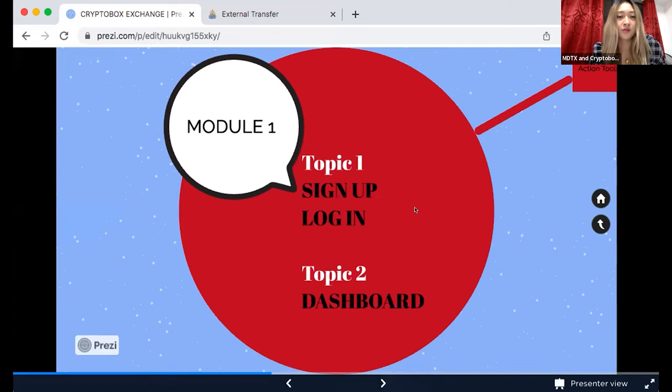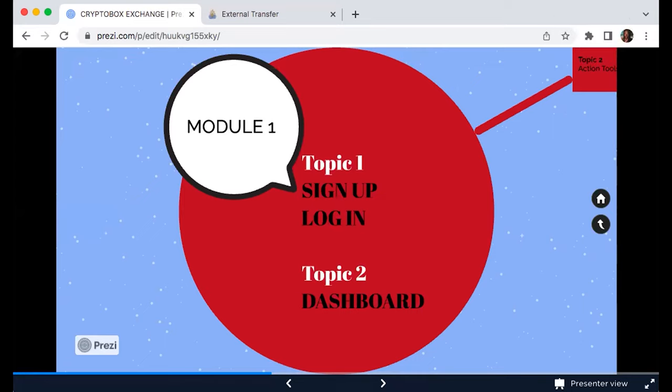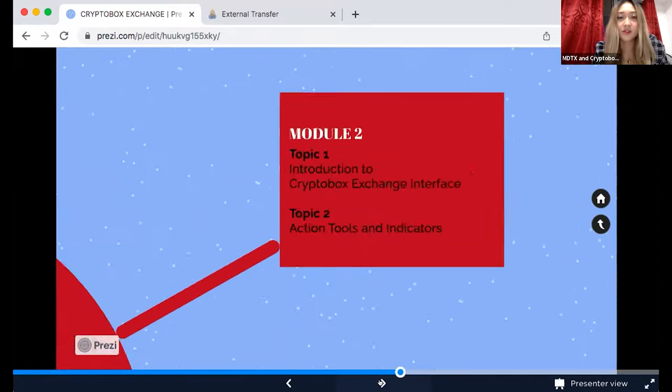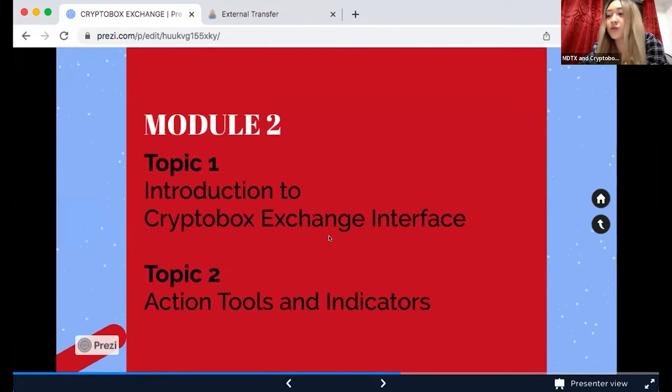For the Cryptobox Exchange walkthrough, we've gone through sign up, login, and dashboard. Hold on, everybody, give me a moment. Okay, so that's it for module one. Really simple, sign up, login, and dashboard. The second module, okay, I think I still have time. We can go through at least module two, topic one, introduction to the Cryptobox Exchange interface.